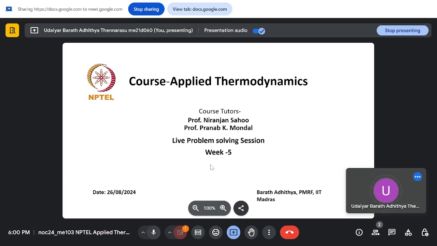Good evening. This is week 5 of the applied thermodynamics problem solving session. We saw in the previous week we finished on the Rankine cycle. We saw the components of the Rankine cycle, did an exergy balance of the Rankine cycle, and we saw where maximum loss is happening, how we can improve the efficiency of the Rankine cycle, and so on.